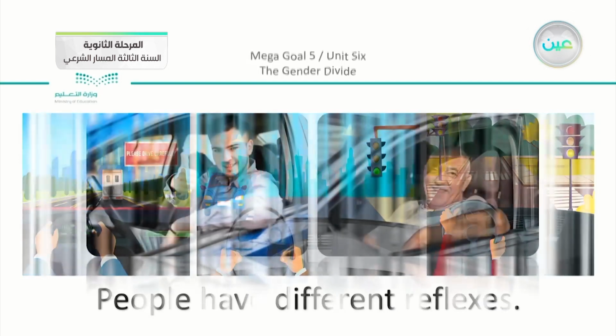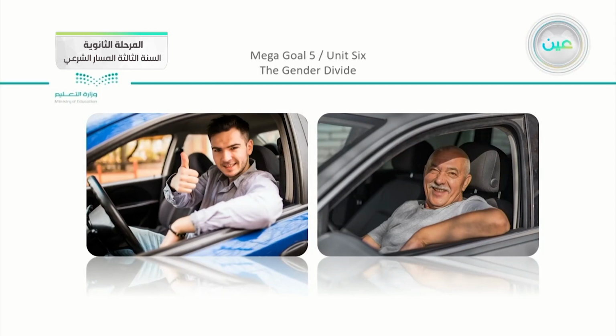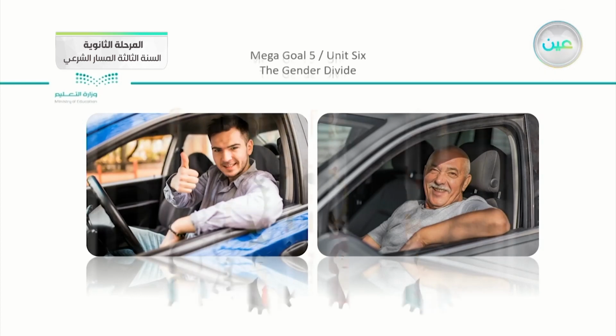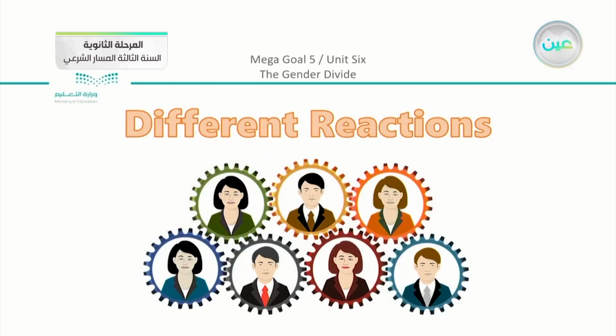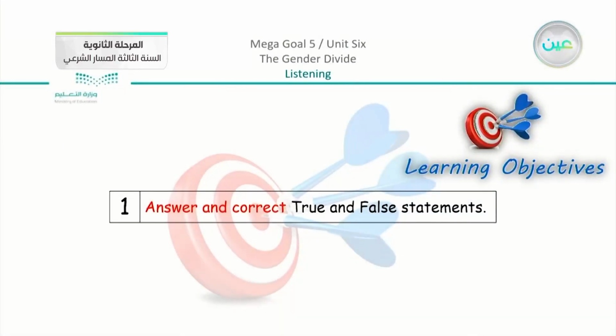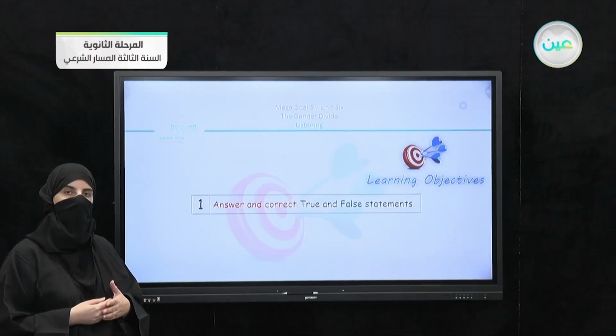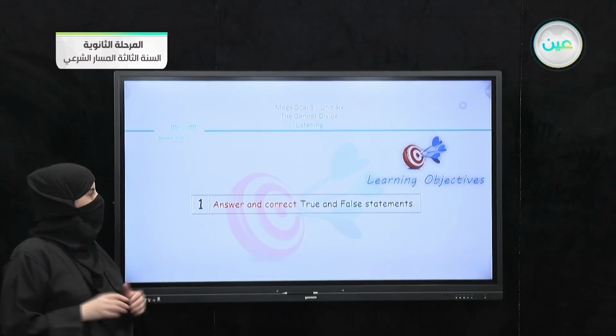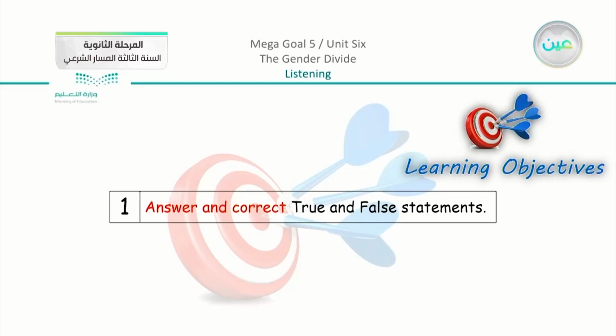We are moving on. You can see from this picture, we are still comparing, as we compared between Fahad and Faisal. We compared between genders in general. We have here a comparison between two types of drivers. We have here the old driver, as you can see from the picture, and we have here a younger driver. So moving on with our lesson, we have the second part of our lesson, which is about different reactions. Now this is the part that we have in the listening lesson. We have one basic objective, which is to answer and correct true and false statements.